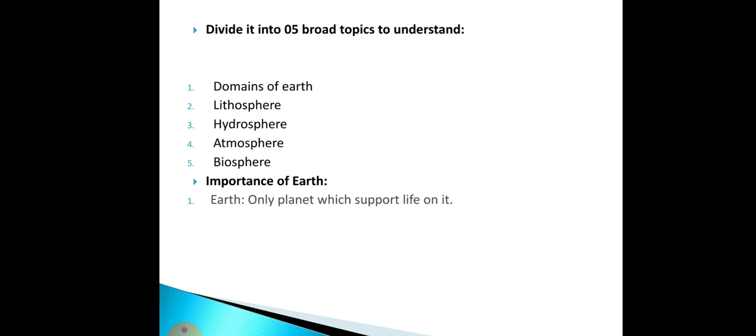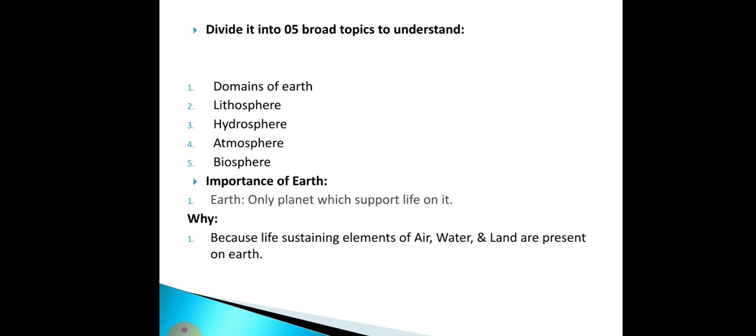The earth, as we know, is the only planet which supports life, and we can say life is possible on the earth only. Now why? Life is possible on the earth because the sustainable elements like air, water and land, which are the need of life, are present on the earth. That is why life is possible on the earth.